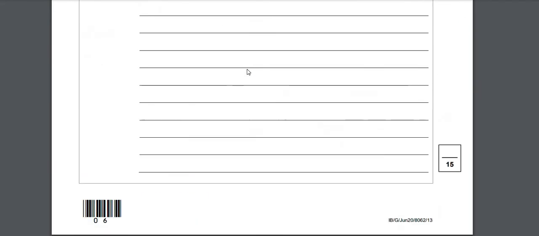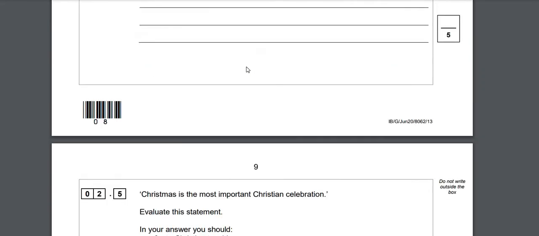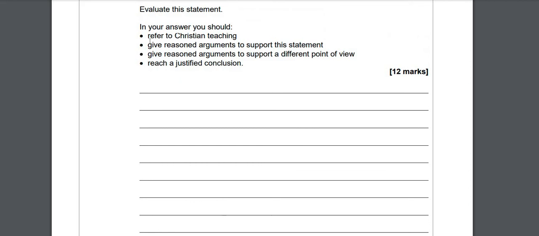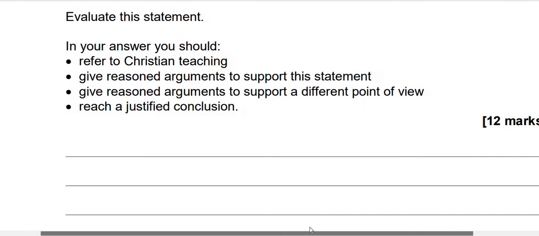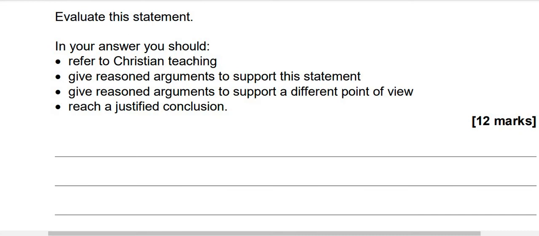So, Christianity Practices. And again, these are tricky. Remember, it will always say this: evaluate this statement. Let's just zoom in to emphasize. It will always say, evaluate this statement. In your answer, you should refer to Christian teaching, give judgments to support, give judgments to oppose or different points of view, and reach a justified conclusion.